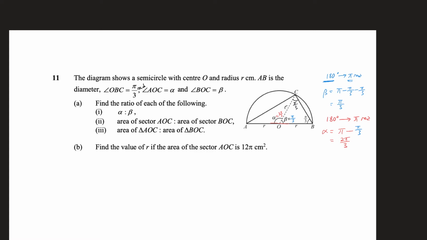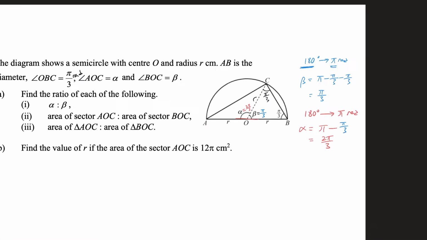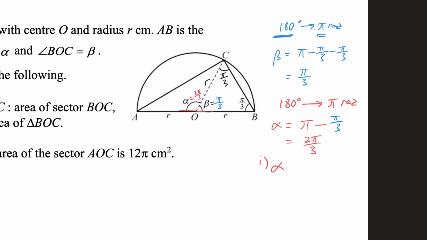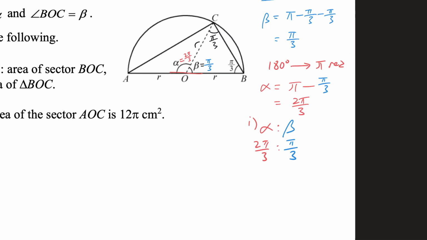Cool. And so when the question asks for alpha is to beta, we can just say alpha is to beta is simply 2 pi over 3 is to pi over 3. And you can see that you can divide both sides by pi, multiply both sides by 3, and what you get is 2 is to 1.